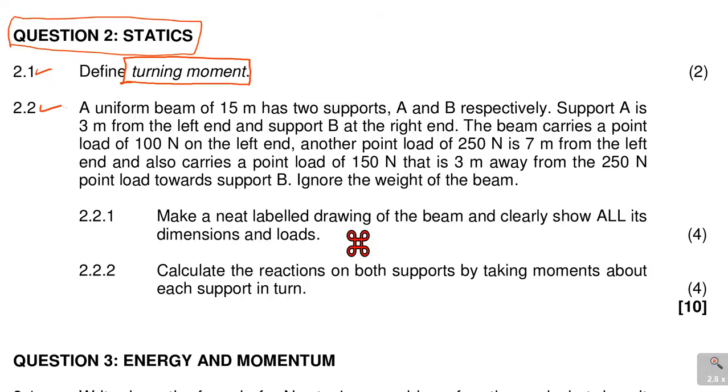And then 2.2 says: a uniform beam of 15 meters has two supports, A and B respectively. Support A is 3 meters from the left end and support B is at the right end. The beam carries a point load of 100 newtons on the left end. Another point load of 250 newtons is 7 meters from the left end, and it also carries a point load of 150 newtons, that is 3 meters away from the 250 newton load towards support B. Ignore the weight of the beam.